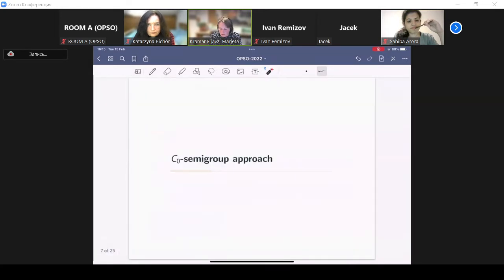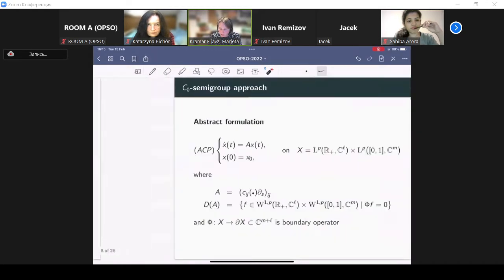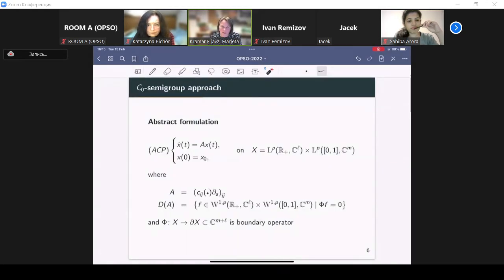Our main tool are the C0 semigroups. So what do we do? We first formulate this problem on a graph as an abstract Cauchy problem of this familiar form. So we have to choose the appropriate space and the appropriate operator. The space will be the LP function. These are, again, the two parts that I had before: this is the non-compact part with the infinite edges, and this is the compact part. So you see we have M edges that are compact and L edges that are actually semi-axes.